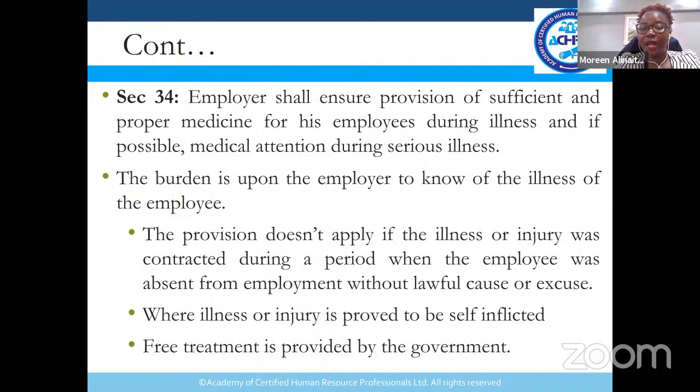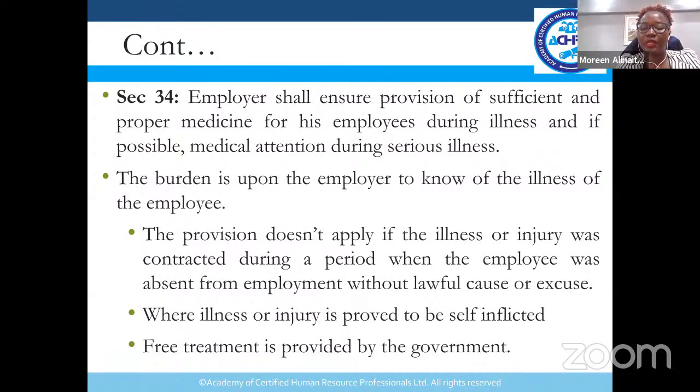But the act is clear. The burden is upon the employer to know of the illness of the employee. So if your employee does not tell you, you now have to call their family and find out what is happening to this person. Why haven't they come to work? It's your burden.